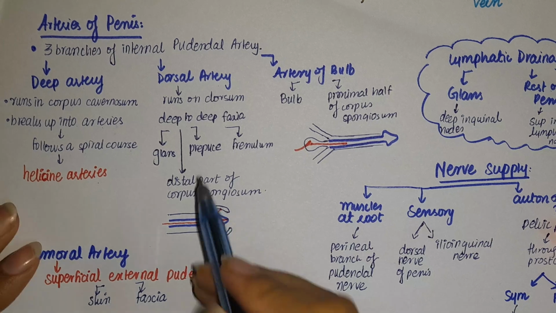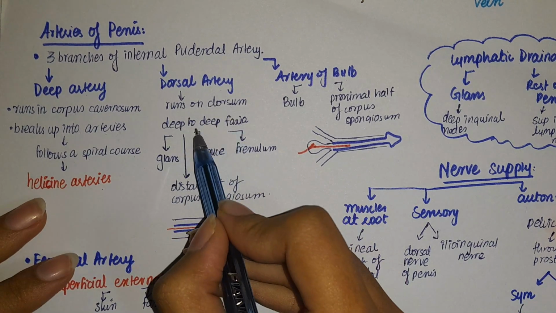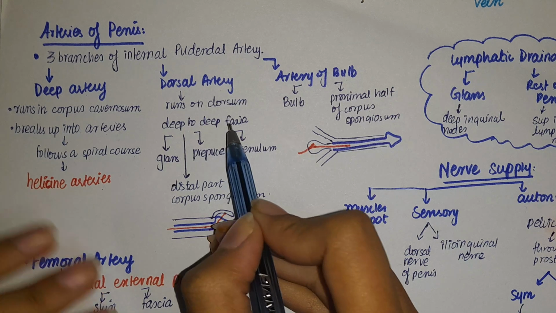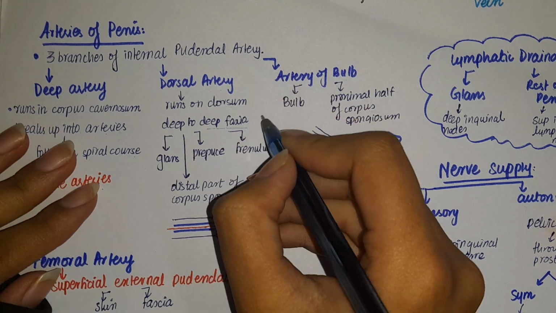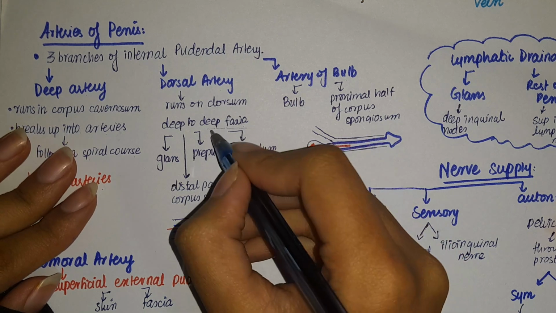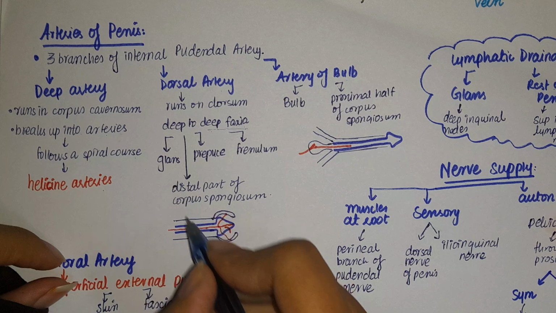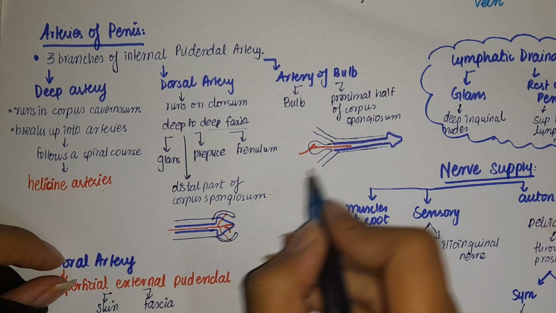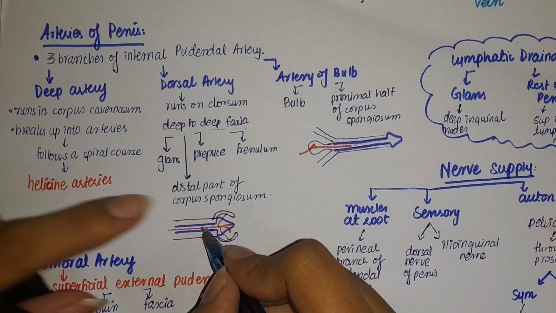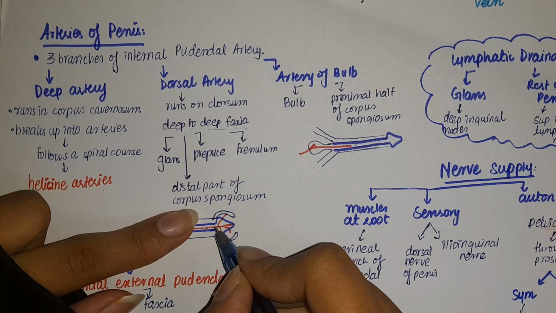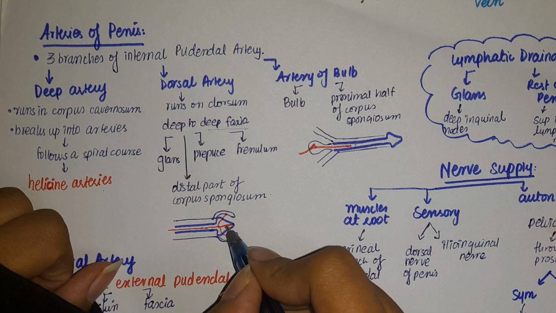After that we have the dorsal artery. Now this dorsal artery runs on the dorsal surface, and it is deep to the deep fascia. The deep fascia is also known as the Buck's fascia, if you watch my previous video. So this artery that is deep to the deep fascia is going to supply the distal portion of the corpus spongiosum, like the outermost half. Along with that, the corpus spongiosum gives off this dilated portion, that is the glans, so it will supply the glans.